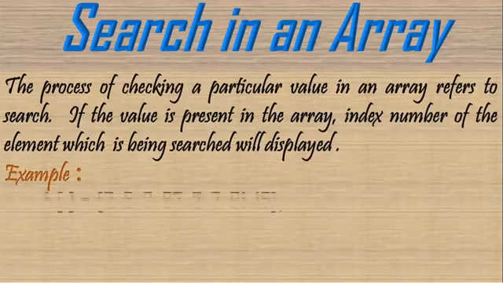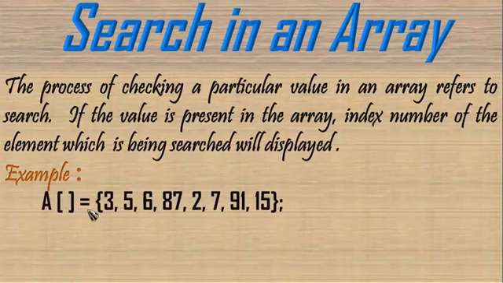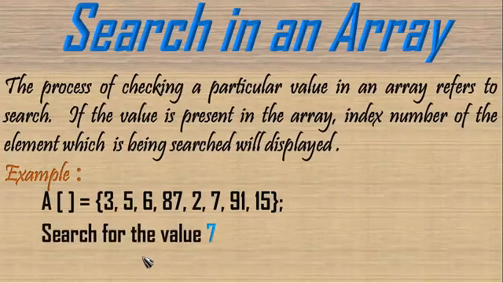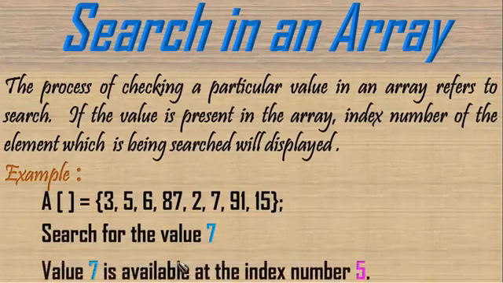For example, we have an array called A and then these are the elements. If we search for value 7, it is available at the 0, 1, 2, 3, 4 and 5th index number. So, we will print it is available at index number 5.